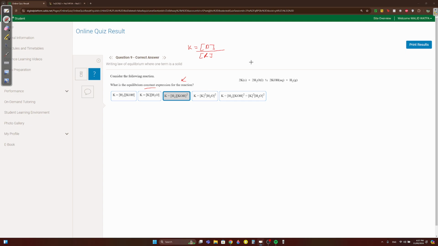In this case, if you pay attention, my reactants are not gases, neither are they aqueous. They're solids and liquids. So do we write anything for my reactants? No. So it's just going to be the concentration of my products, which are KOH and H2. Are there any coefficients? Yes. So we put power 2. Okay, that's it. No reactants.